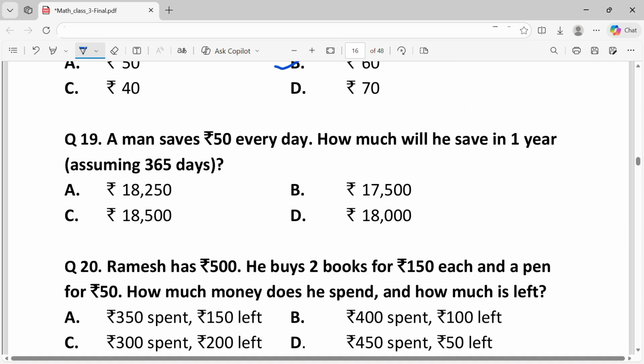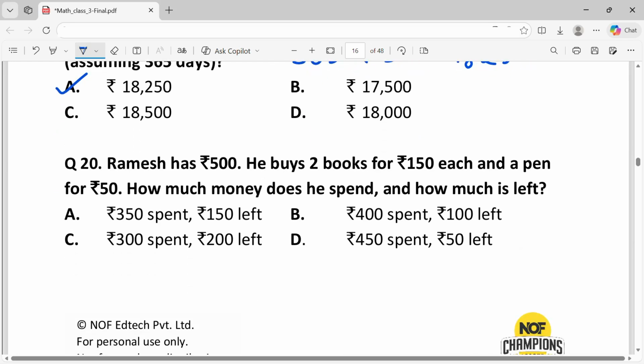A man saves rupees 50 every day. How much will he save in 1 year? Assuming 365 days, the total amount saved will be number of days, which is 365, into amount saved per day, that is 50, which is equal to 18,250. That is option A.